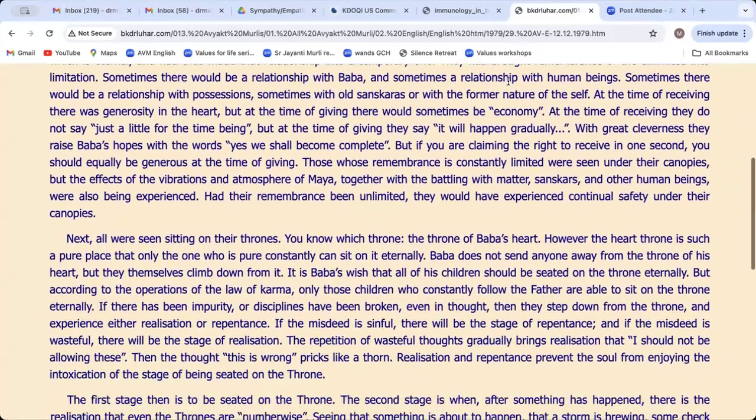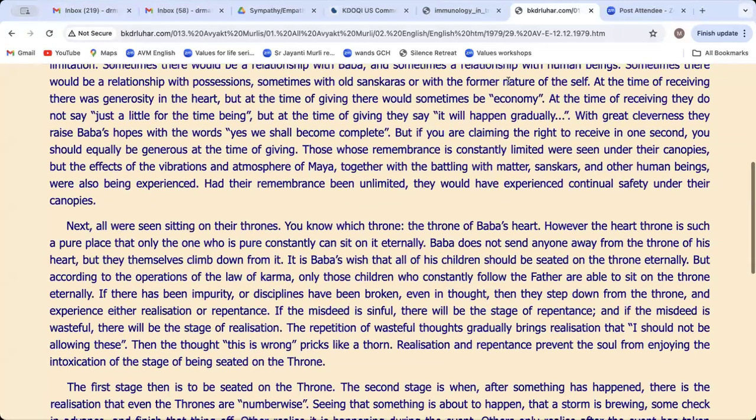So this was all about what Baba is speaking, starting with the canopy and then going on to the crown of responsibility in service, and also the double crown, which means the other crown of purity or crown of light. That's the same one. Let's move on to the throne. Next, all were seen sitting on the thrones.